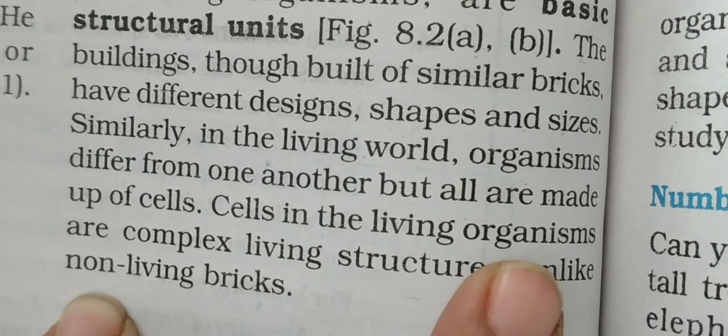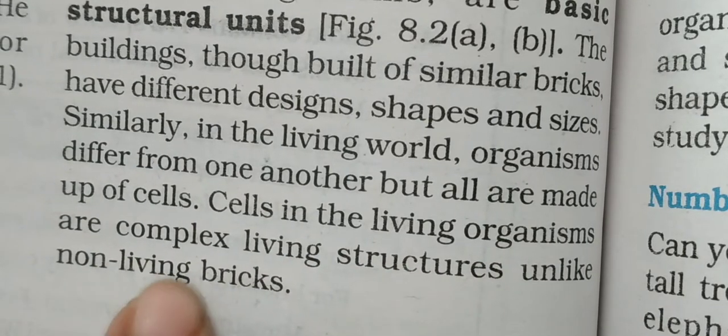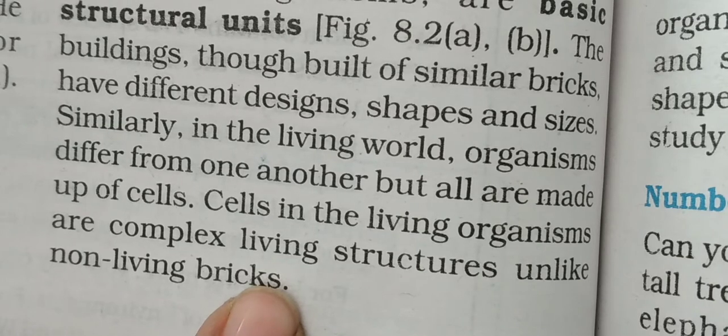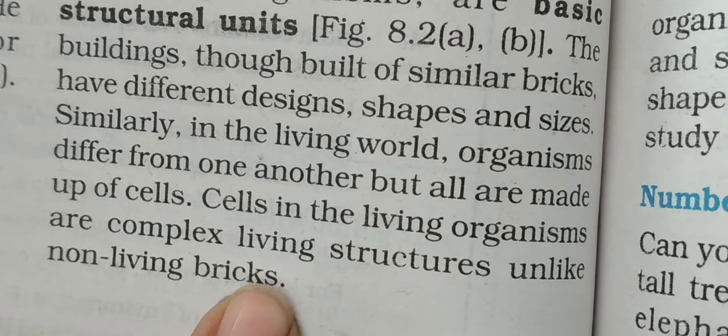Cells in living organisms are complex living structures, unlike non-living bricks. Bricks are of the same pattern, so they can be arranged one after the other, and the walls of the building are constructed, and it's a very simple structure.